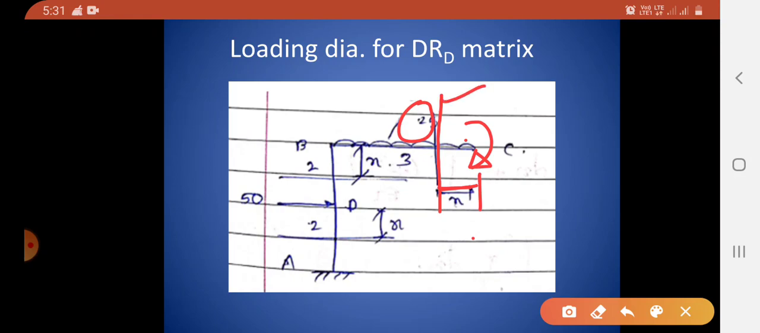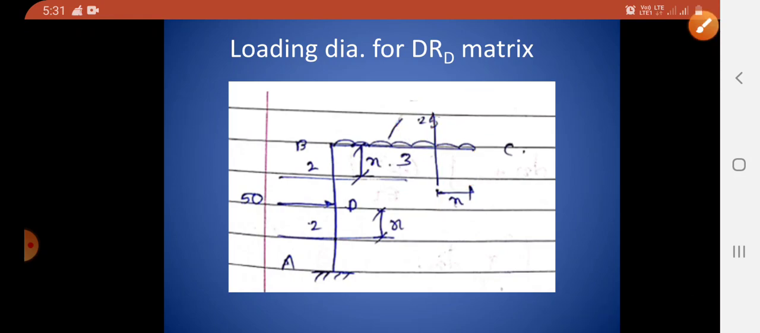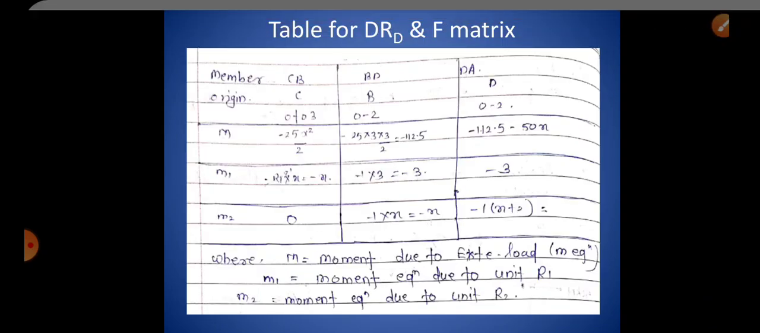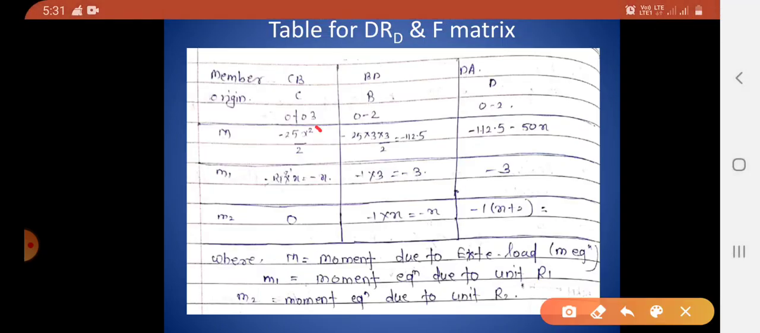W is 25. So you can see in this table that for this part the bending moment value is written as minus 25 into x square by 2, that is minus 25 x square by 2. Okay, so part CB is over.